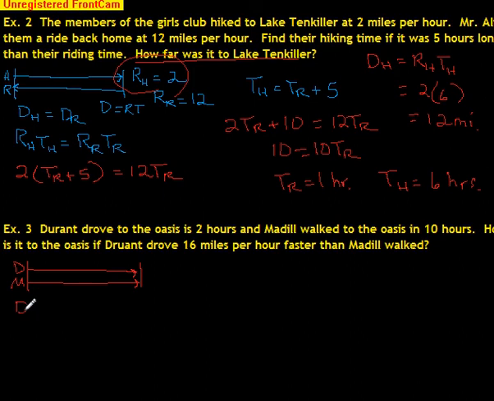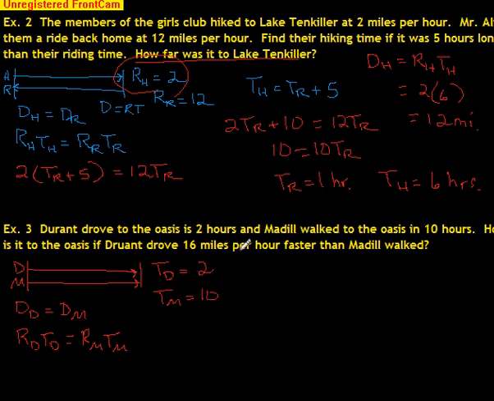So the distance of Durant equals the distance of Medill. So we set the distances equal, and we know that rate times time is equal to the distance. And the rate of Medill times the time of Medill is his distance. So this is our main equation. Now we start writing things we know. Durant drove in 2 hours, so the time of Durant is 2. Time of Medill is 10.